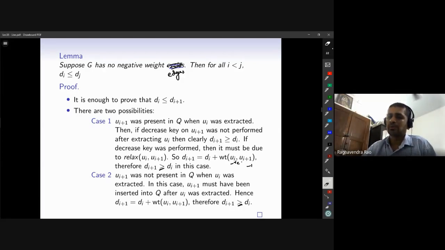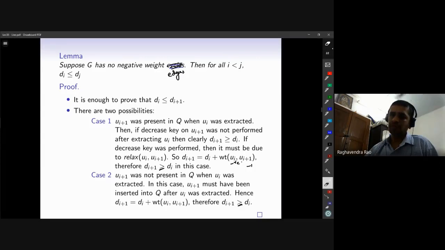Then we'll have to argue it slightly differently, like how far can it decrease and so on. So the argument is not this neat. But in that case, there is Bellman-Ford, which beats that version of Dijkstra. So Dijkstra is interesting only when there is no negative weight edge.